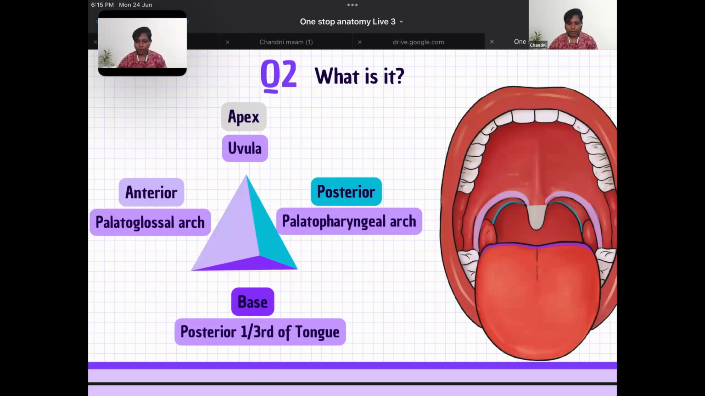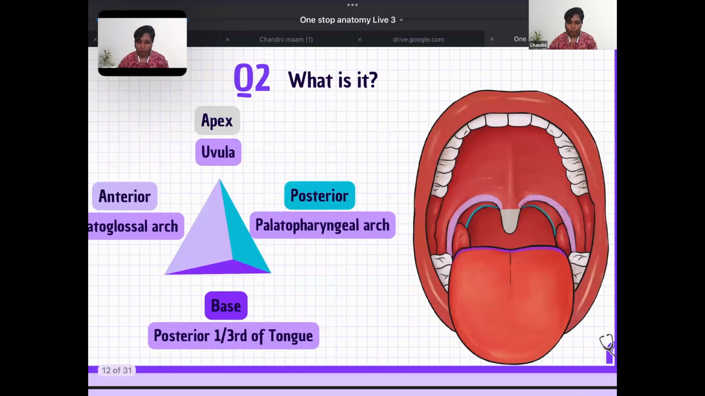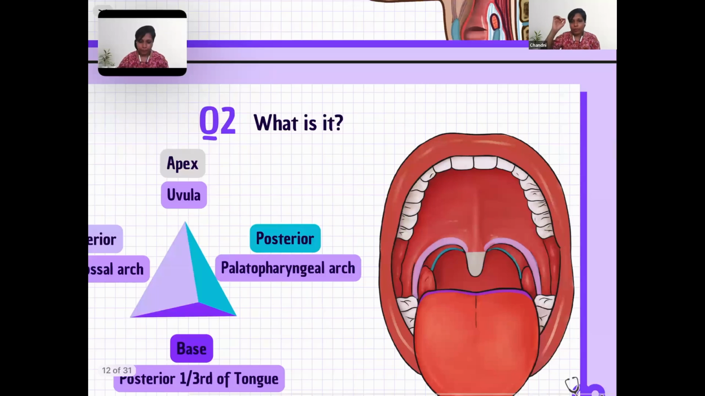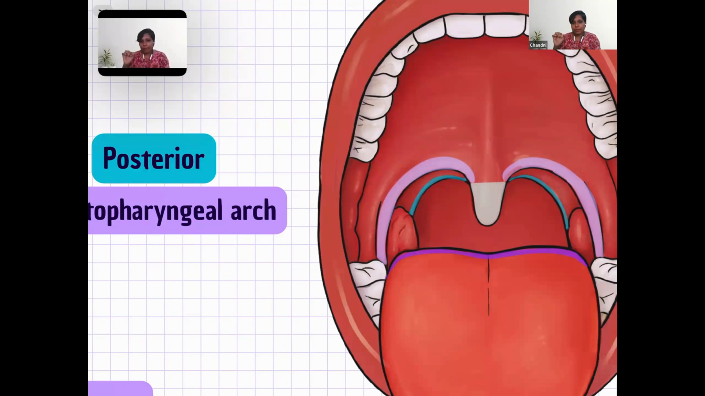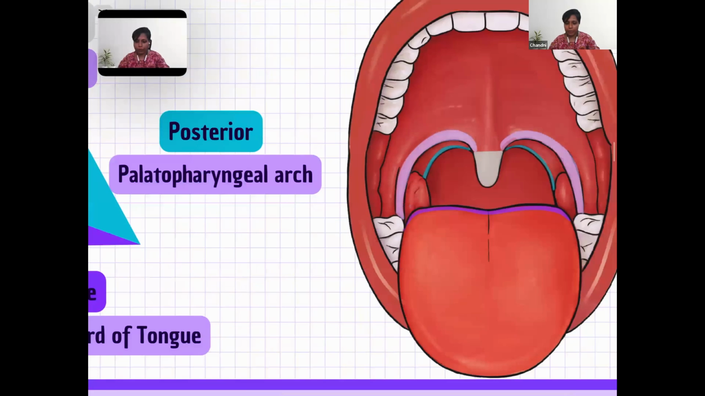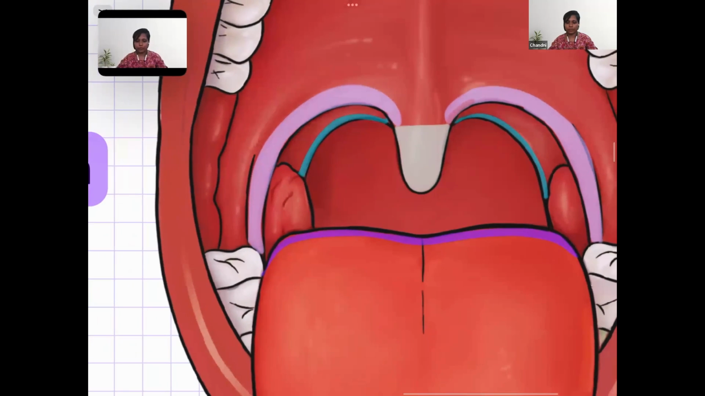Behind that, sloping down into the pharynx, we have another arch, the green line here, called the palatopharyngeal arch. That fold of mucous membrane has a muscle inside it. What do you think that muscle is called? Palatopharyngeus. Fantastic. Now, the dark purple forms the base of the triangle, correct? By just looking at the picture, can you tell me what the base is formed by? It's super easy to understand.